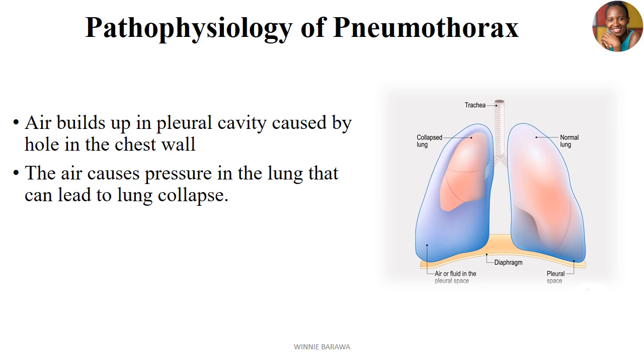Or if you love the long descriptions, then you can talk about air leakage or air entry into the pleural space that builds up beyond its capacity and increases the pleural pressure. This increase in the pleural pressure tends to now compress on the lungs and they can end up collapsing.